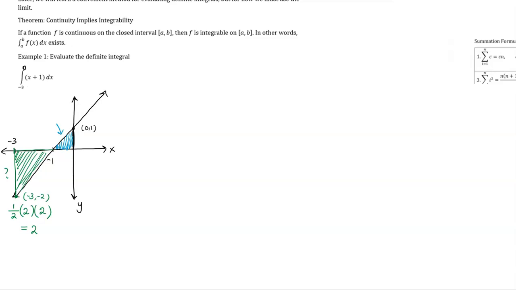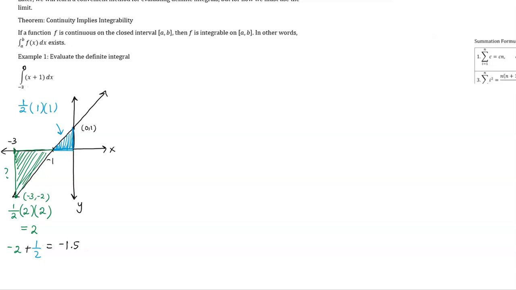And then this region here is another triangle. Area is 1/2 base. That base is 1 times height. This height is 1. So that's a positive half. So we had a -2 from the green region, a positive 1/2 from the blue region. So I am expecting my final answer to come out to be -1.5, just for the record.